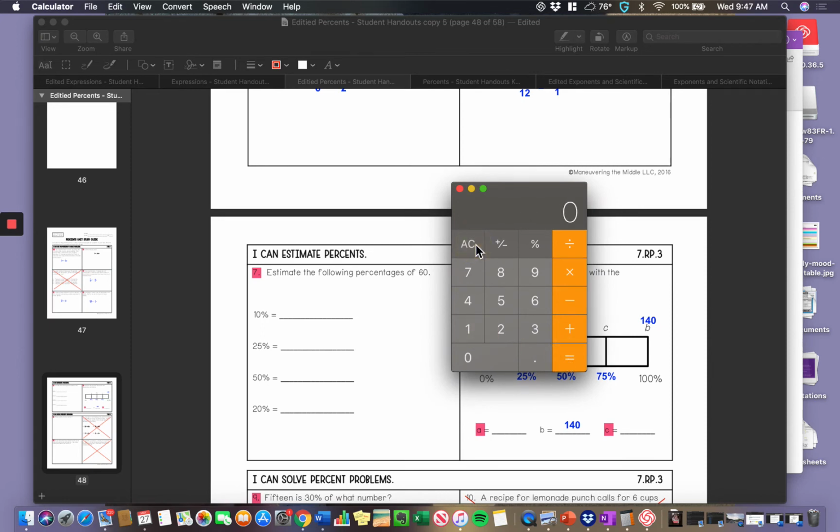And for the second one, because you're moving the decimal place 2 times, you could do 60 times 0.25. And if you have a percentage calculator like mine here, you could do 60 times 10%, or 60 times 25%.